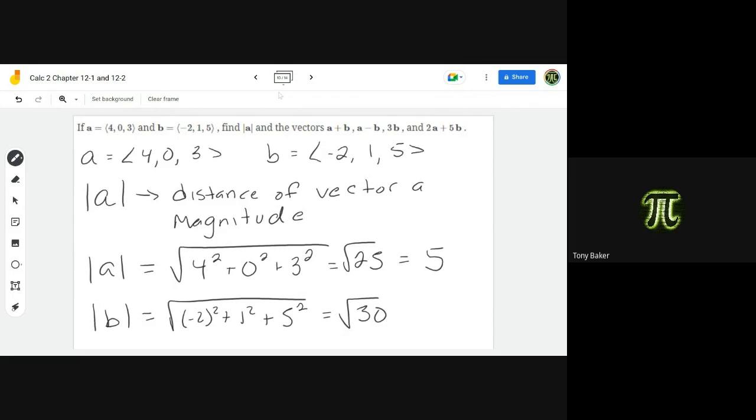So magnitude's pretty easy. It's also one of those things that's used quite often. So you're going to see that somewhere. We're going to use that a lot, even when we're doing the stuff next week.